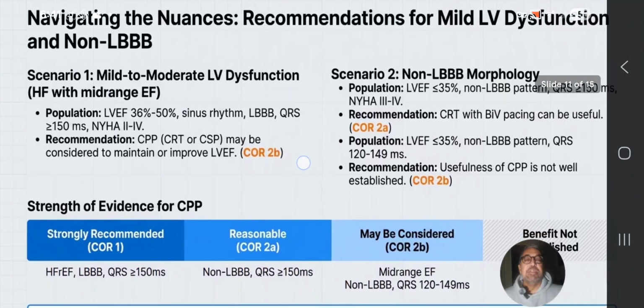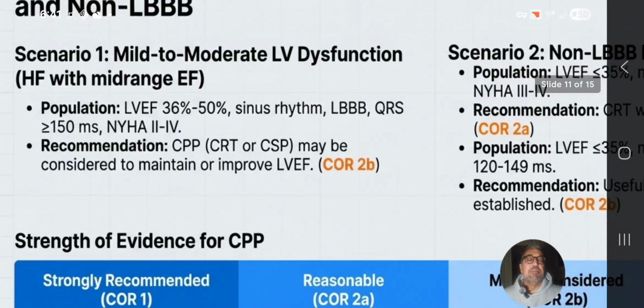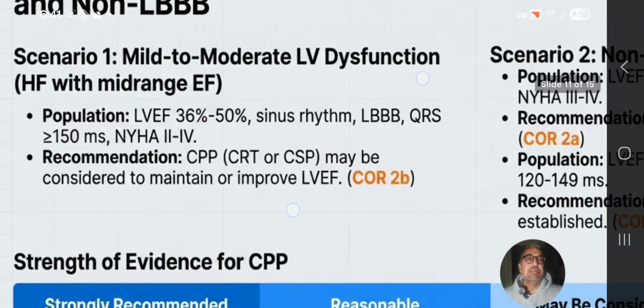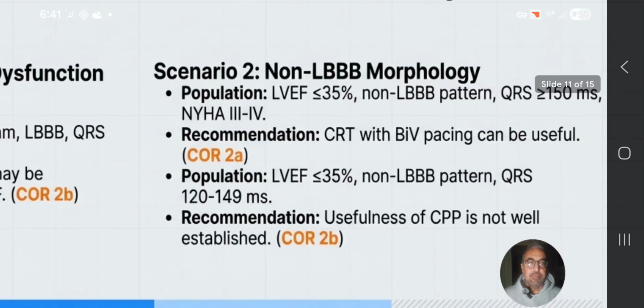Now, for those with mild LV dysfunction and non-left bundle branch block morphology, if you have an EF 35 to 50%, you're in sinus rhythm, left bundle branch block, QRS more than 150, NYHA 2 to 3 or 4, it is a clear-cut CRT recommendation. On the other hand, with non-left bundle branch block morphology, EF less than or equal to 35%, QRS more than 150, CRT with bi-V pacing can be useful.